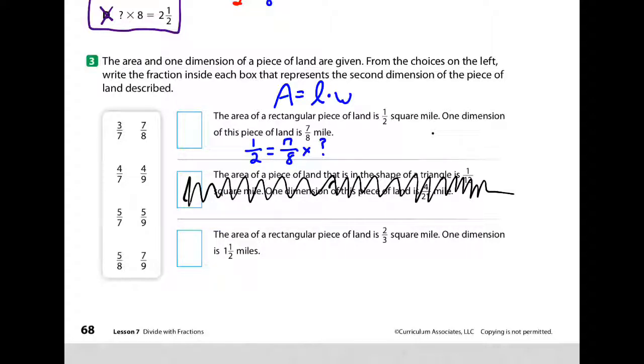Now here's one thing you could do. You could go through and do 7/8 times 3/7, 7/8 times 7. You can go through and multiply until you get 1/2. I don't want to do that. I don't know about you. So to solve that, I'm going to rewrite it.